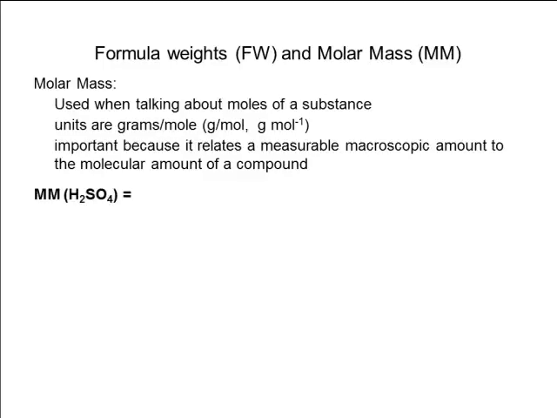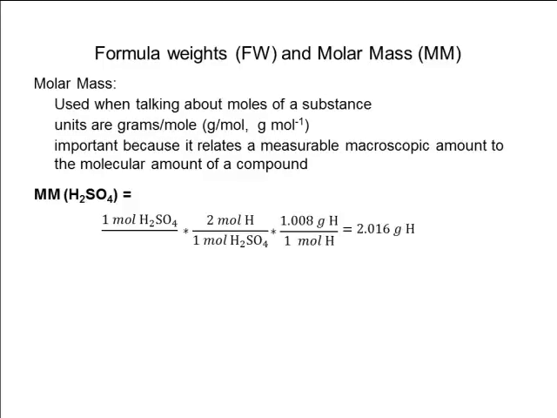So the molar mass of H2SO4, sulfuric acid again. Well, we've got 1 mole of sulfuric acid, and 1 mole of H2SO4 is equal to 2 moles of hydrogen, and 1 mole of hydrogen is equal to 1.008 grams of hydrogen, which will give us 2.016 grams of hydrogen. Do you notice anything similar between molar mass and formula weights? Really, the calculations are pretty much the same. It's just a matter of which units we are using. If we're talking about moles of a substance, we're using moles and molar mass. If we're talking about a molecule of a substance, we're using atomic mass units.